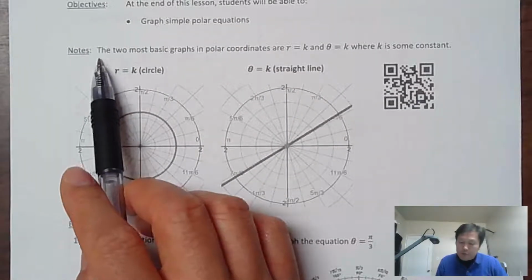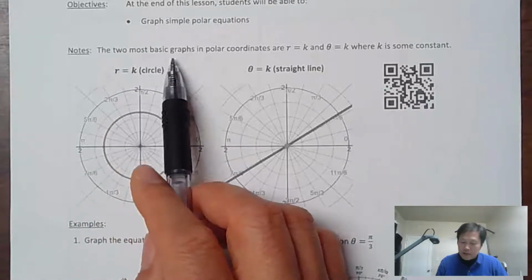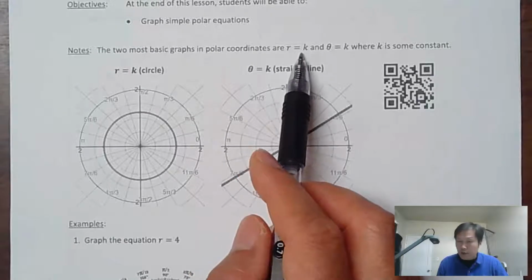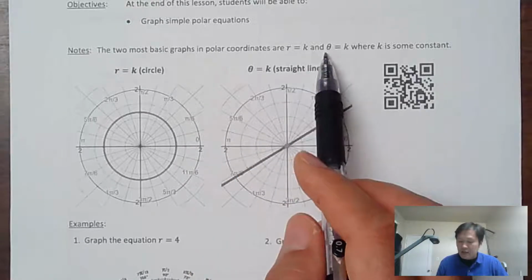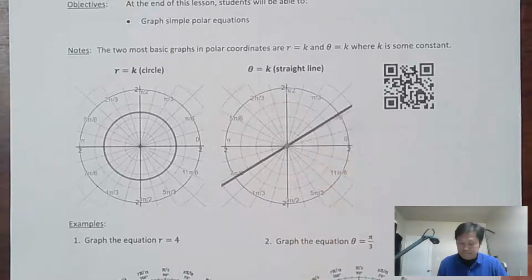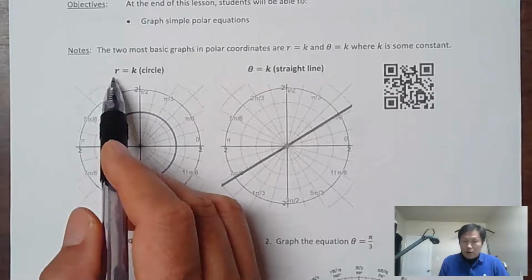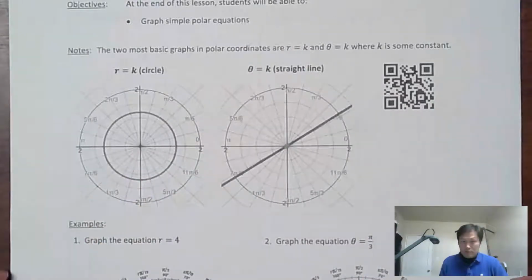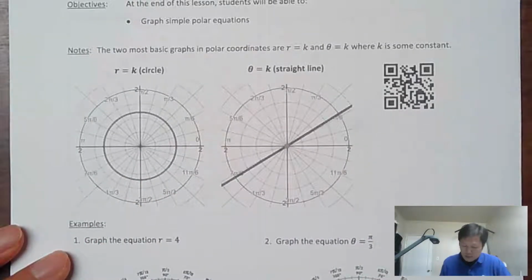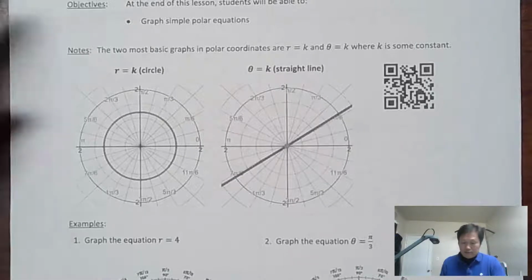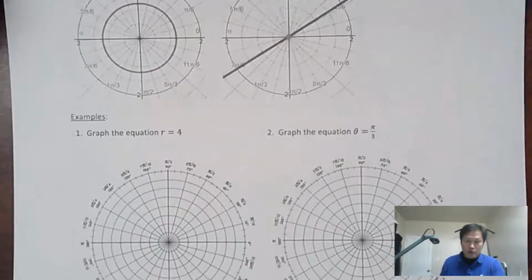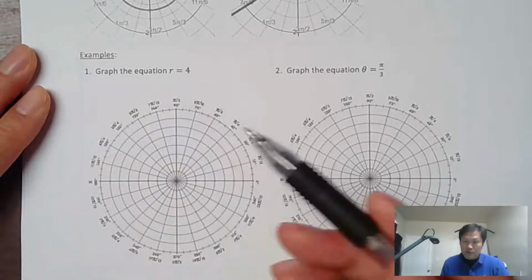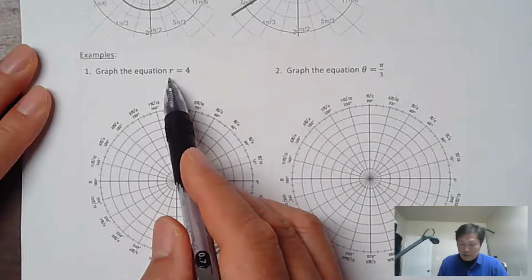So the two most basic graphs in polar coordinates are r equal to constant and theta equal to constant. So r equal to a number, a constant, is a circle. You can say r is equal to 4. Graph the equation of r equal to 4. What does that mean? Radius is equal to 4.